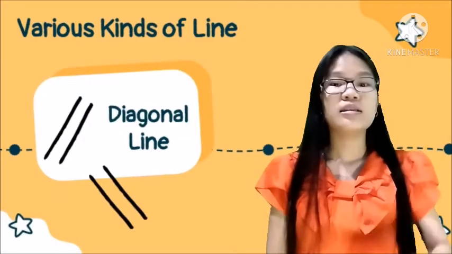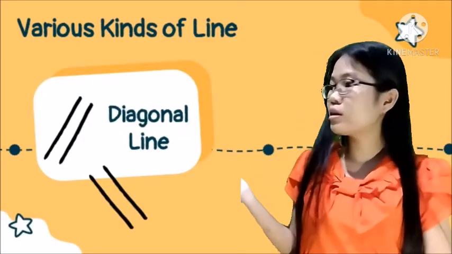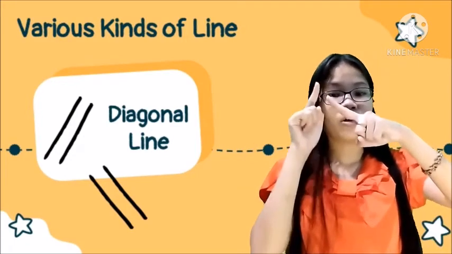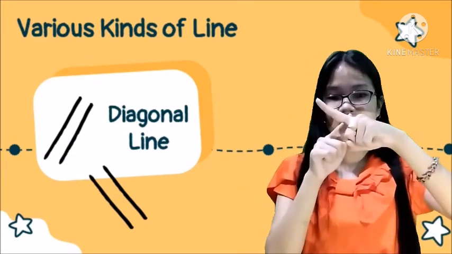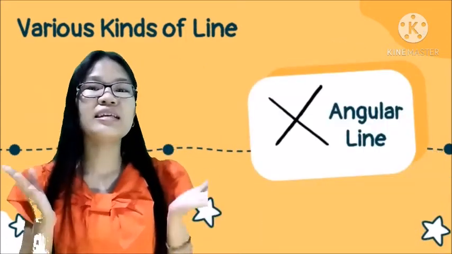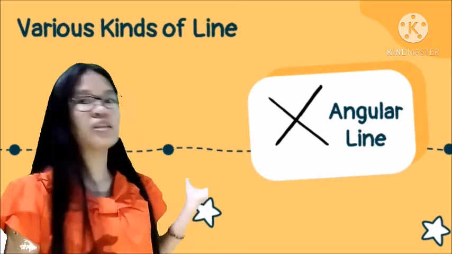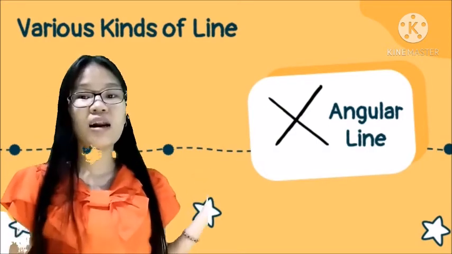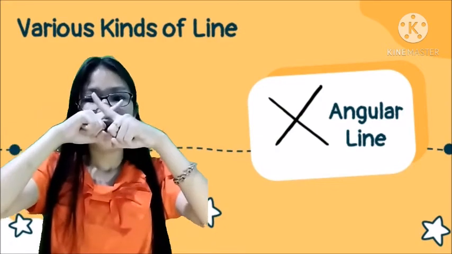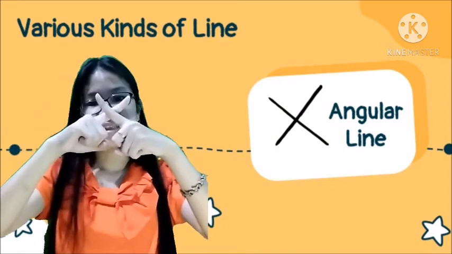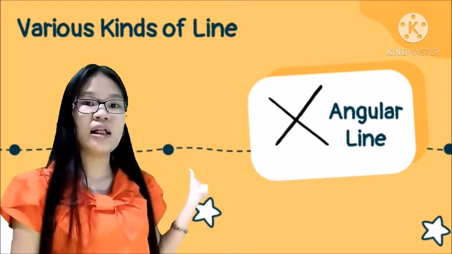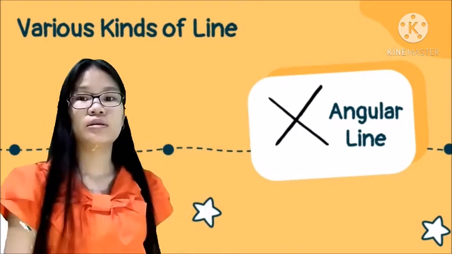And the third, diagonal line. We can look at the picture, diagonal line. Diagonal line is a line segment that goes from one corner to another corner, but is not an edge. And the last is angular line. Look at the picture. This is angular line. Angular lines are lines which meet each other at one point and create an angle. Look at the picture. Angular lines create an angle at one point.